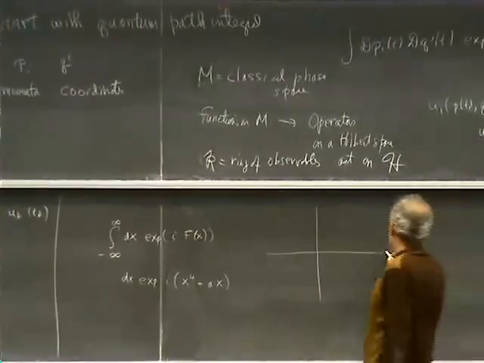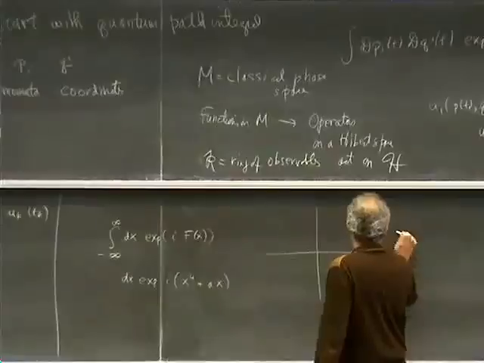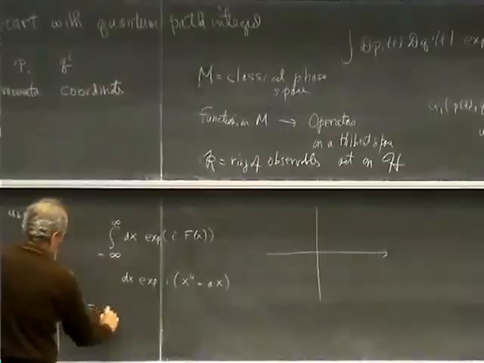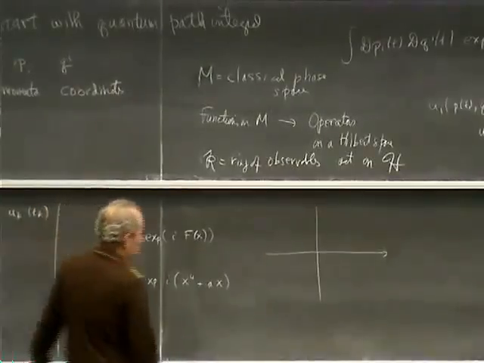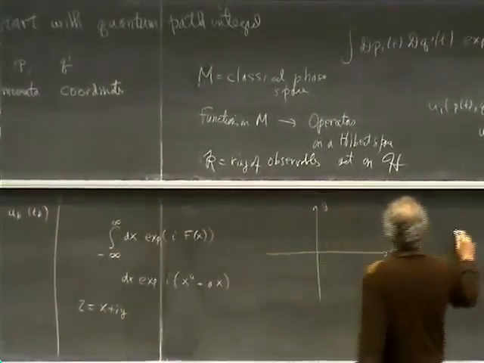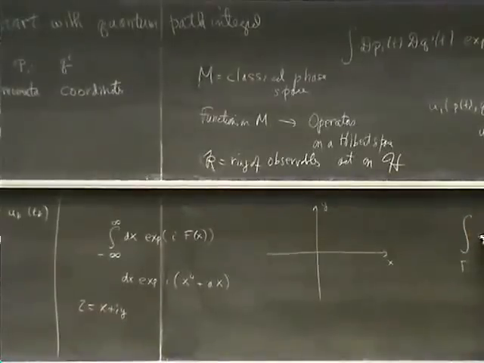So the original integral would be for real x, but we could analytically continue to a complex variable z, which is x plus iy. And then we'd say that our integral is over a contour in the complex z plane. And then at this point, you might ask the question, well, what are the sensible contours for this integral?